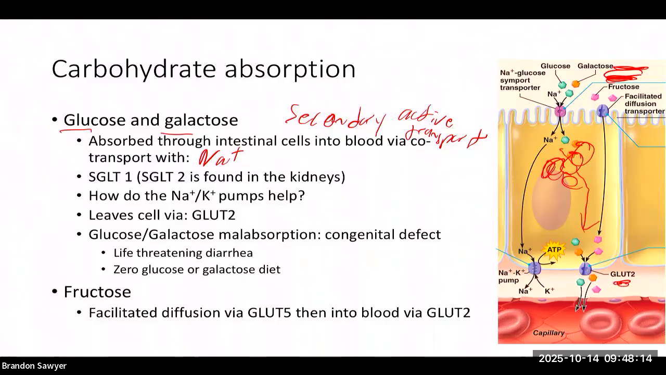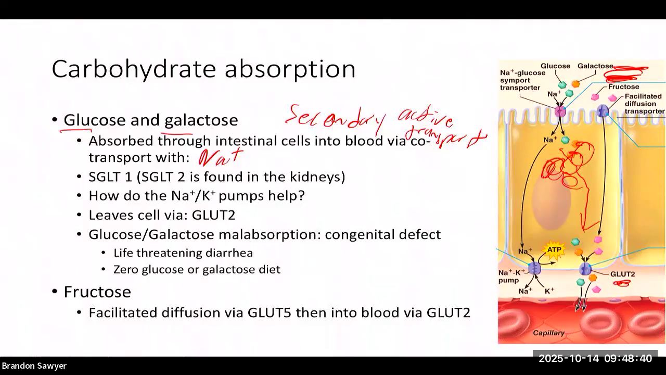Okay, and so we got to get it out to the blood, and that's done via GLUT2 transporters, right? We talked about GLUT4 is the one that comes to the surface when insulin binds to a cell, right? GLUT2 is the primary one that we're going to see here, that's going to allow that glucose to exit those intestinal cells, go through a little bit of interstitial space, and then get into the capillaries, so it's into the blood.